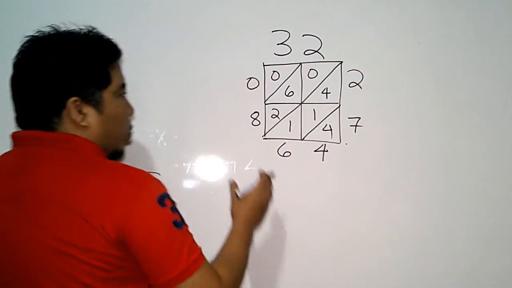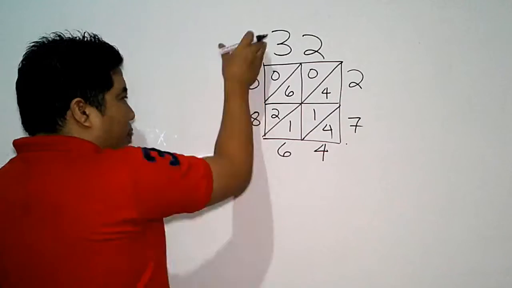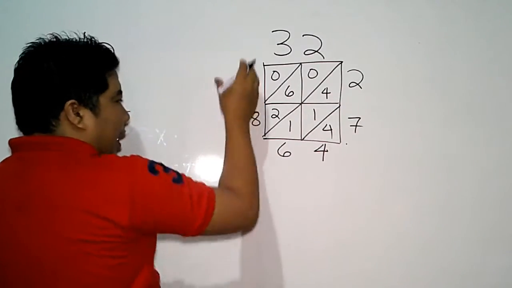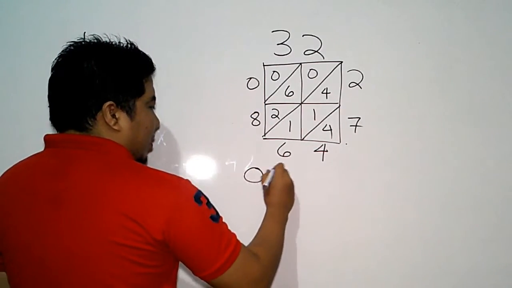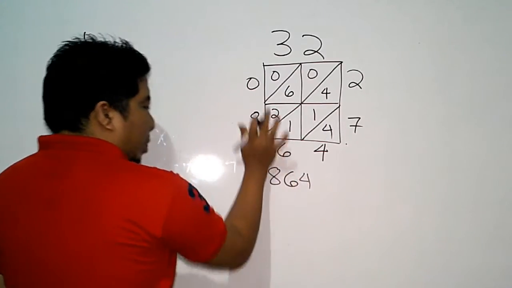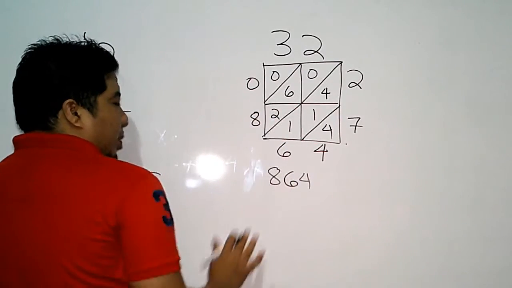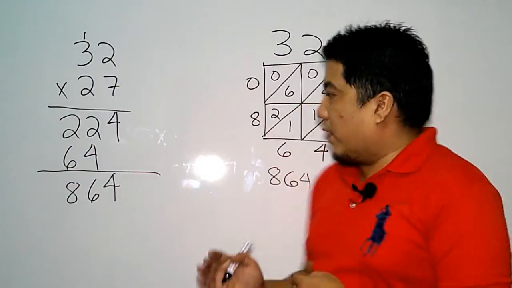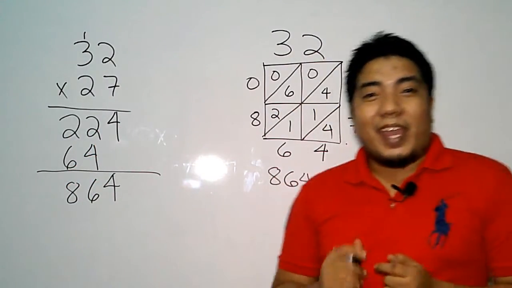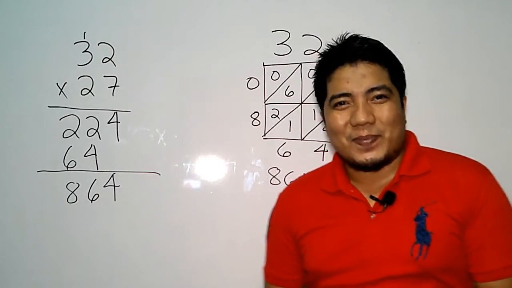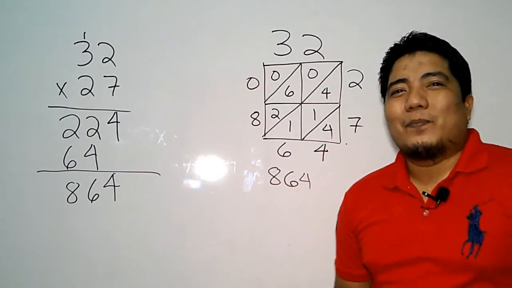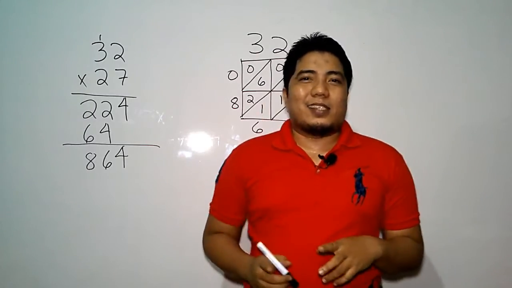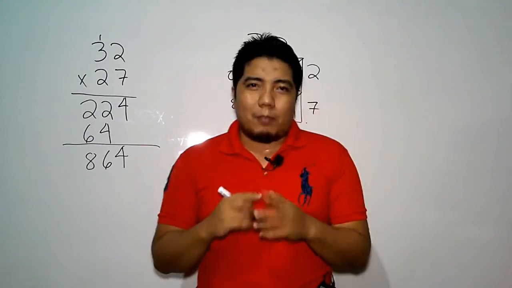Now, what we will do is we will assemble our answer from the column going to the row. So, that puts us 864. And you just delete this 0 here because that is an insignificant number, giving us the same answer, 864. Easy, right? Now, I will be giving you the last trick in multiplying numbers.